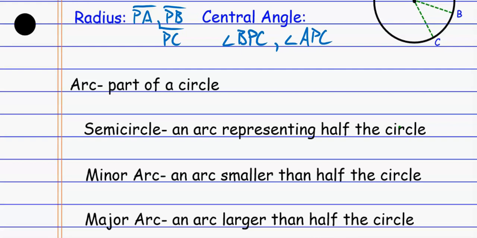So an arc is basically part of a circle, all right? So instead of drawing a whole circle, if I only draw part of a circle, what I have is an arc. So imagine I was going to draw a circle here, and I just all of a sudden stopped partway through drawing it. What I have now is an arc, all right?